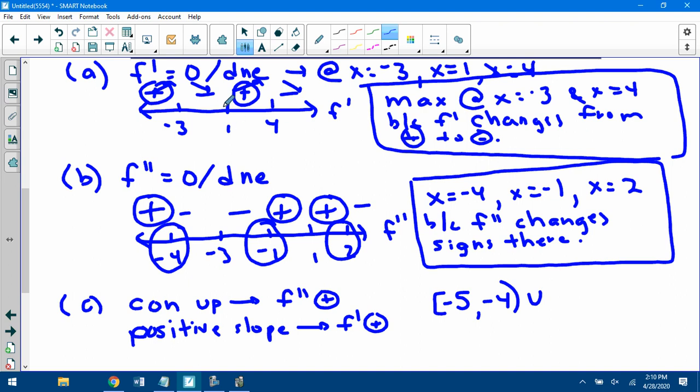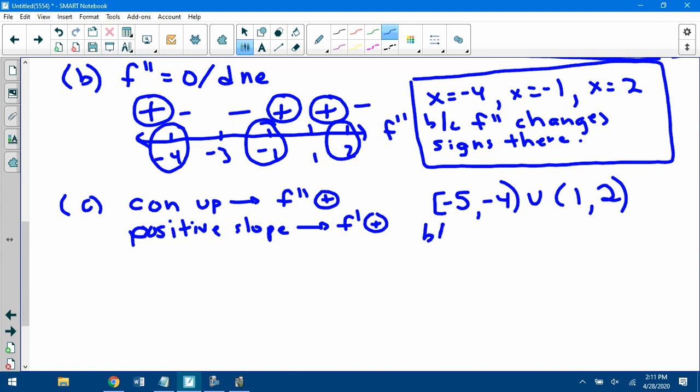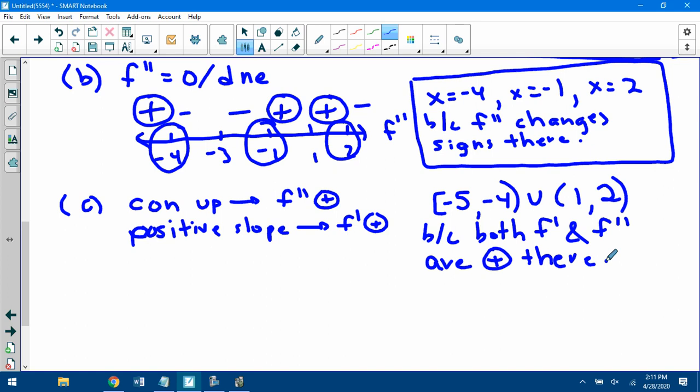This is positive at 1. This is also positive at 1, so I can say from 1. Here it's all the way 1 to 4. Here's just 1 to 2. So in order for them both to be positive, we can only say 1 to 2. And my reasoning would be because both f prime and f double prime are positive there, because it said explain your reasoning.